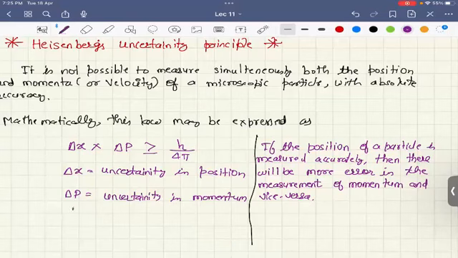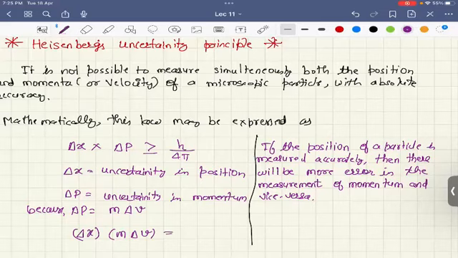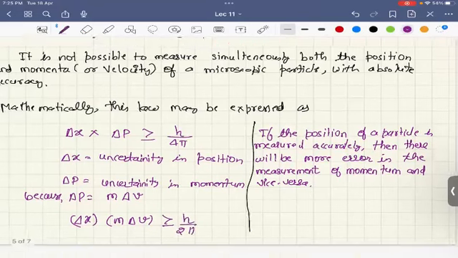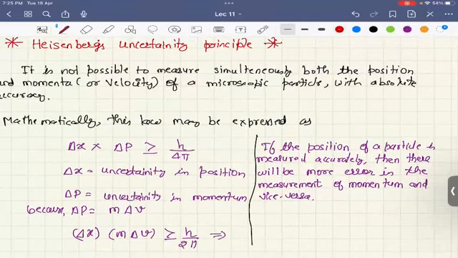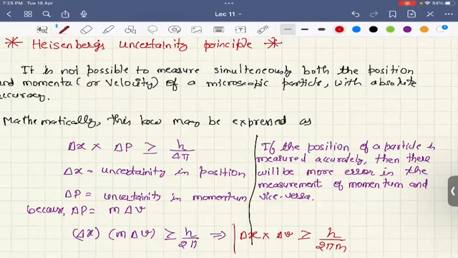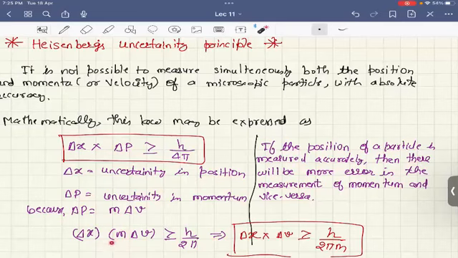Because delta p is nothing but m into delta v, we can also say that delta x into m delta v has to be greater than or equal to h by 2 pi. And when we take this m to the other side, this means that delta x into delta v is greater than or equal to h by 2 pi m. So this is in the form of momentum, because delta p is here, and obviously we don't have any uncertainty in the measurement of mass. So when we write delta p as m into delta v, we just take the m to this side, and we have uncertainty in the position multiplied by uncertainty in the velocity has to be greater than or equal to some positive value, which is h by 2 pi m.